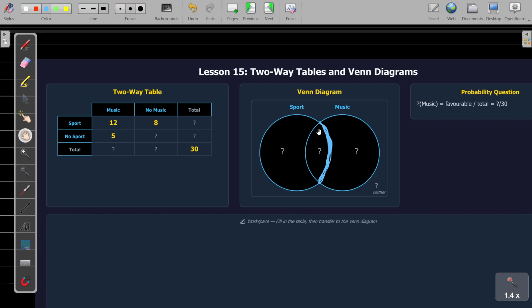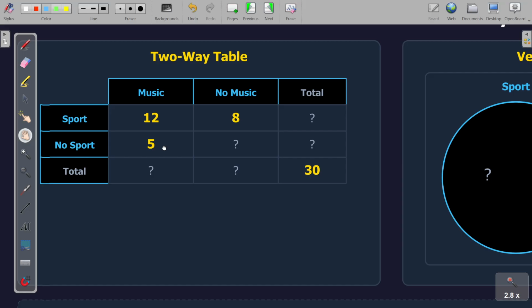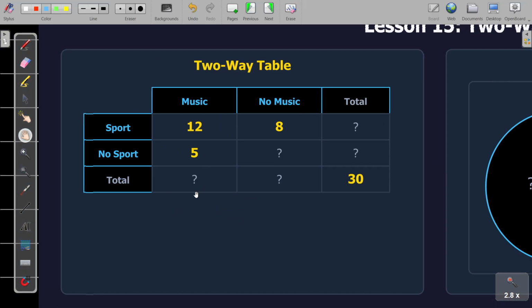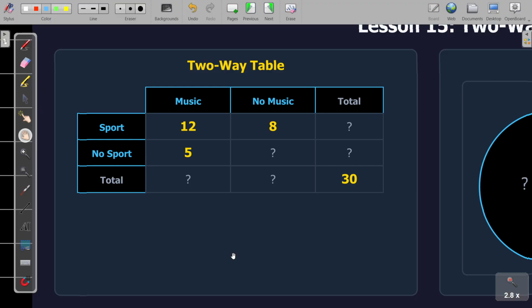I just drew this one out of camera, so don't mind that. Let's zoom in just a little bit and look at our two-way table. So this is our two-way table. Rows track sport versus no sport. The columns track music versus no music. The bottom row and the far right column are for totals.